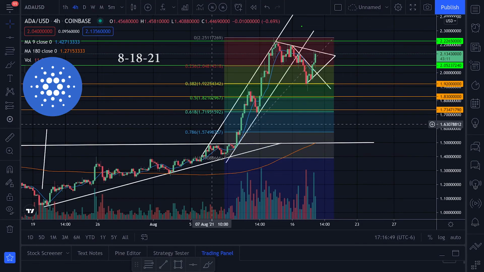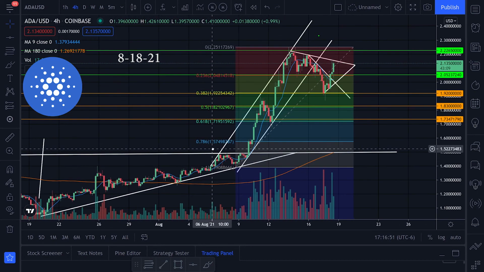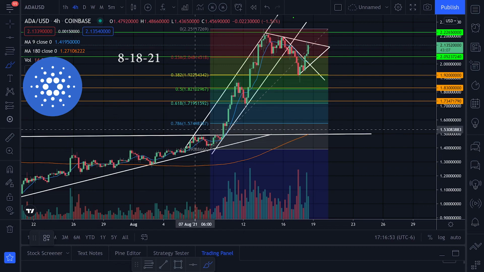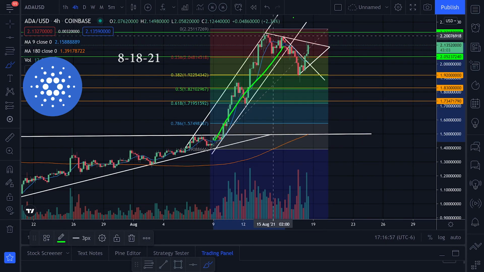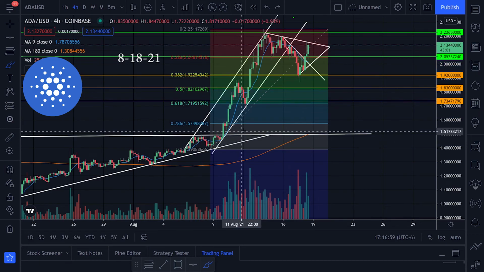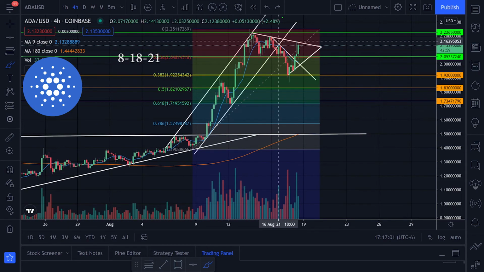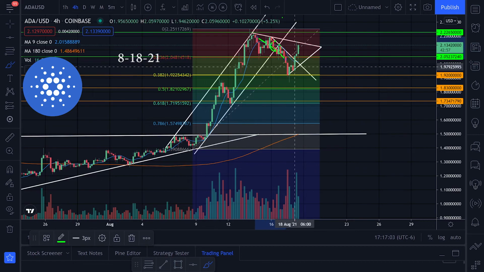Let's take a look at the chart action for Cardano. All right, so we've been watching this upwards channel, bouncing in between this bottom support line right there and this top resistance line right there. We actually broke that bottom support line going to the downside right there.